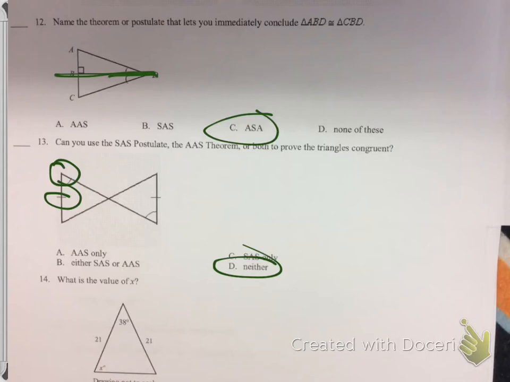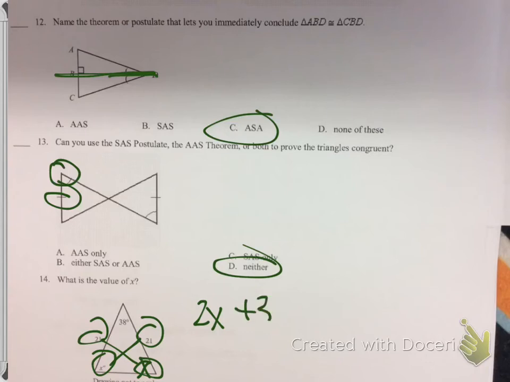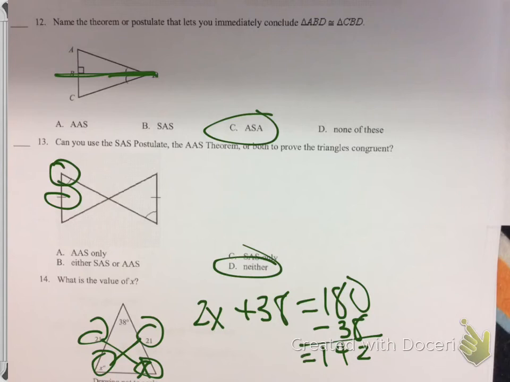Okay, number 14, what is the value of x? Well, if you know these two sides are congruent, then you know these two opposite angles are congruent. So really here you have 2x, because there's an x here, so 2x plus the 38 is equal to 180. So you subtract the 38, you get 142, and then you divide by 2 to get x is equal to 71. And there you go. So that one shouldn't be too hard. You just got to remember all three angles of a triangle add up to 180.